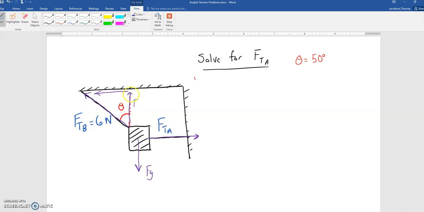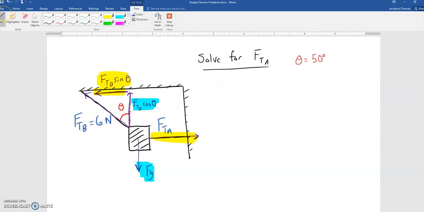This leg that I'm drawing vertically right here is my adjacent leg, so that's going to be FTB cosine theta. And this right here that I'm highlighting, drawing thicker in purple, is my opposite leg, so that's FTB sine theta. So I have horizontal forces, FTA and FTB sine theta, and my vertical forces are FTB cosine theta and FG pulling down.